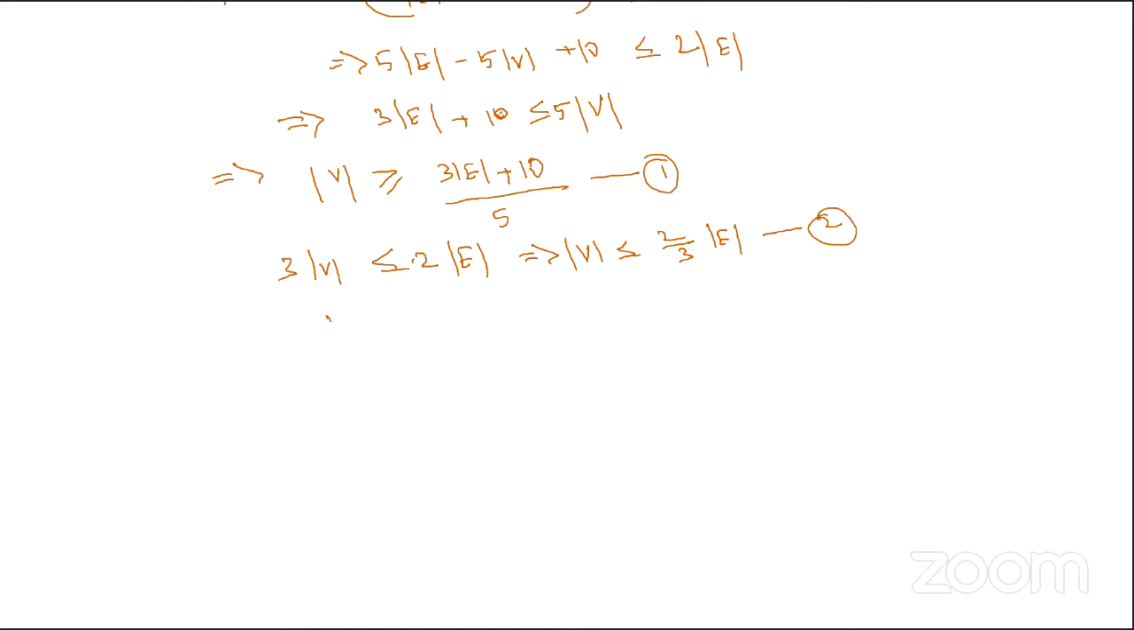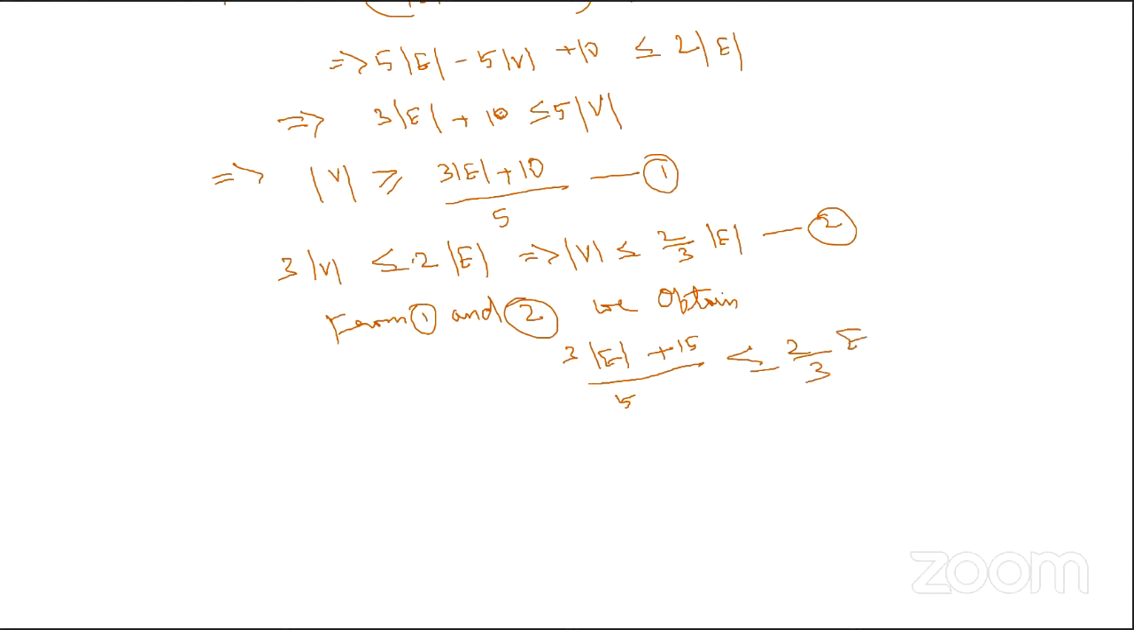From equation number 1 and 2, we obtain 3 of E vertices plus 15 whole divided by 5 less than or equal to 2 by 3 E. From 1 and 2 by 3 as it is here. This is not 15, 10.